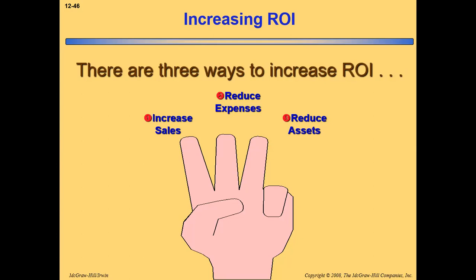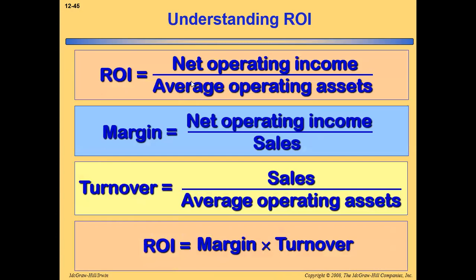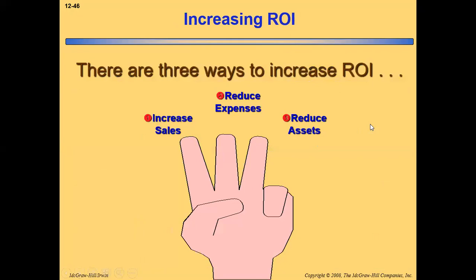ROI তখন বড় দেখাবে। এই ফর্মুলাটার ক্ষেত্রে নেট অপারেটিং ইনকাম যত বেশি হবে আর এভারেজ অপারেটিং অ্যাসেট যত কম হবে আমাদের আরওআইটা তত বেশি হবে। সো নেট অপারেটিং ইনকাম বেশি হওয়ার রিজন কি? সেলস যদি বেড়ে যায় তাহলে নেট অপারেটিং ইনকামটা বেড়ে যাবে। আবার এভারেজ অপারেটিং অ্যাসেট যদি কমে যায় তাহলেও আমাদের আরওআইটা বেড়ে যাবে। সো দিস আর দ্য থ্রি ওয়ে, if we increase the sales, if we reduce the expenses, and if we reduce asset, these are the three ways we can increase ROI.